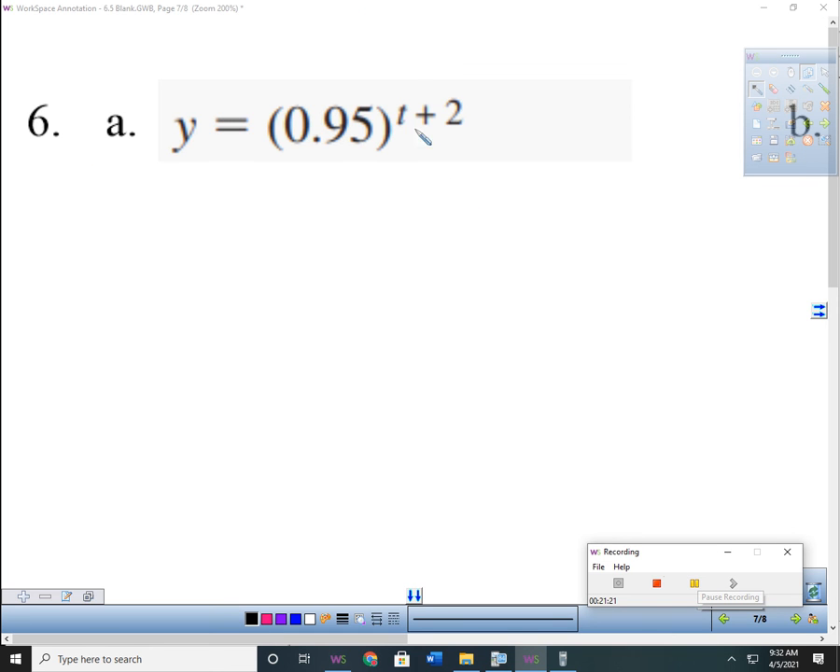So we're going to do the same thing on number 6. Notice that I am adding this time. So what causes me to add exponents? Well, that would be if I had my 0.95 to the t times a 0.95 to the second. Then I would be adding those exponents, right? So I'm kind of working backwards. So I'm going to go ahead and decide what 0.95 to the second power is.